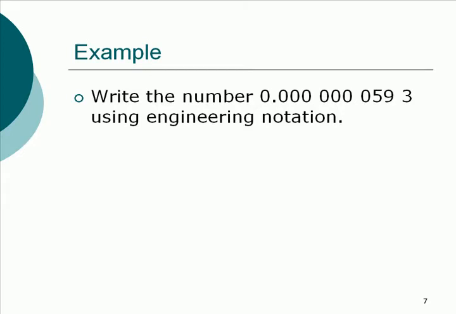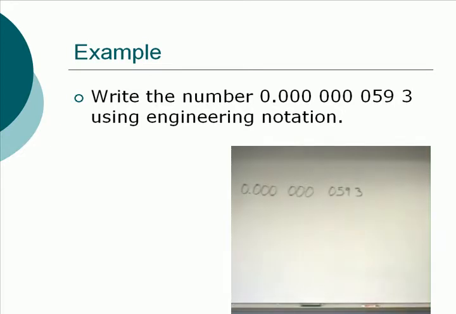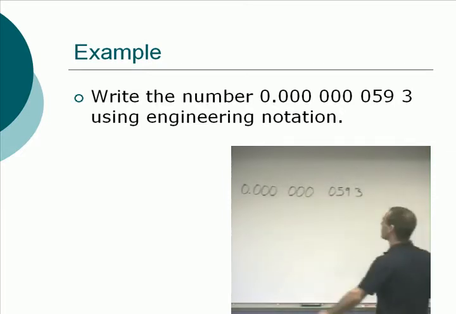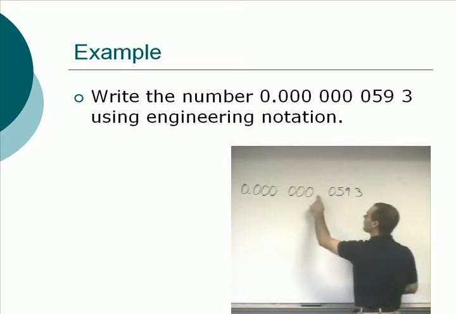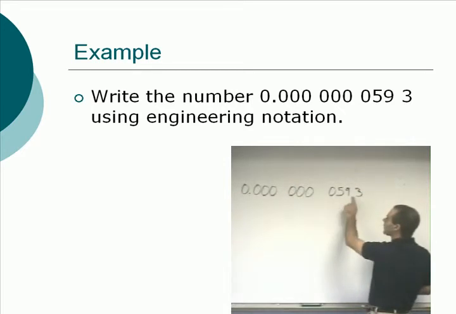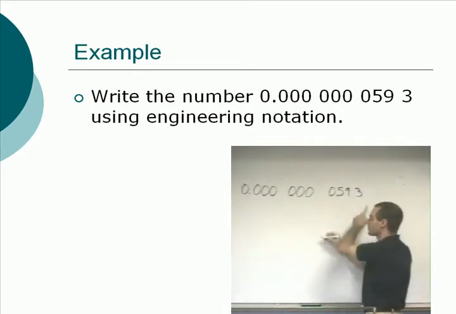Let's try writing 0.00000000593 in engineering notation. Well, before we do anything, is our power of 10 going to be positive or negative? Negative. We're dealing with a very small number. That means a negative power of 10. So we can move it in groups of 3. We can move it 1, 2, 3, 4, 5, 6. We're going to have to move it 9 times to get an acceptable coefficient.